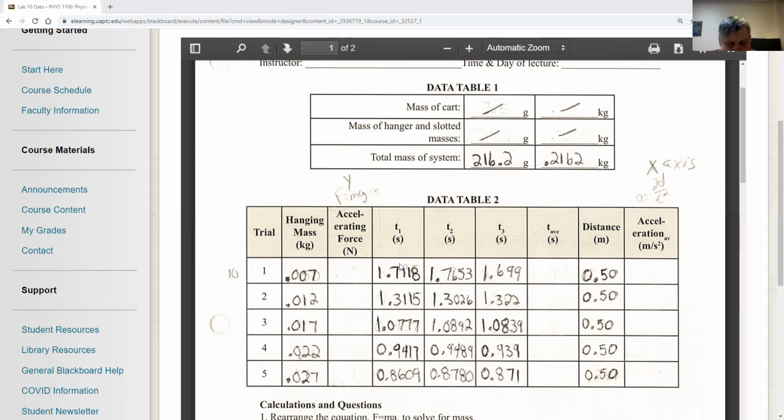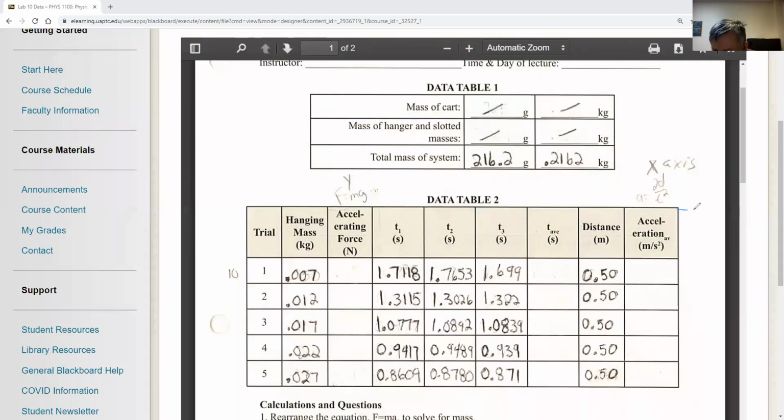For trial 1 is these 3 times right here: 1.7118, 1.7653, and 1.699. So what you'll do with these 3 times is take an average of them. So add the 3 and then divide by 3. And that goes right here. And then there's something you'll need to do.